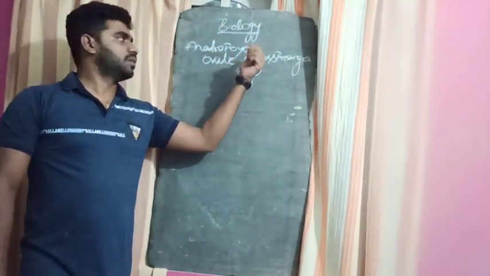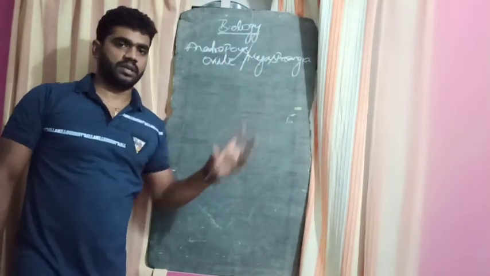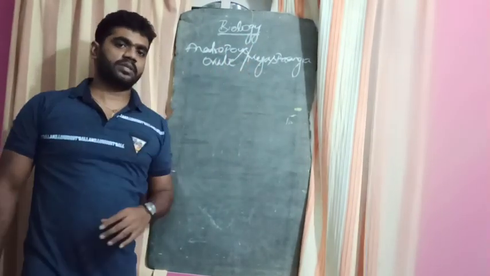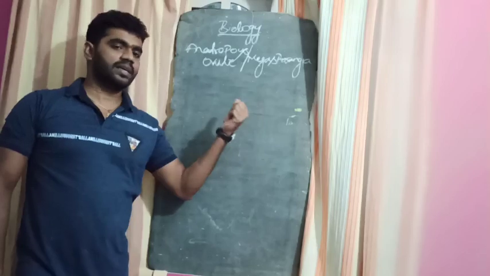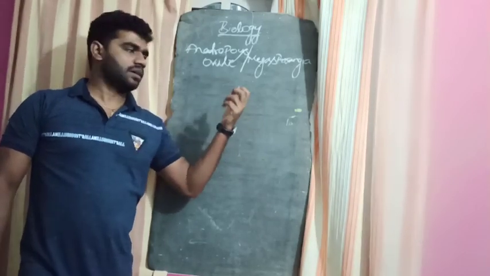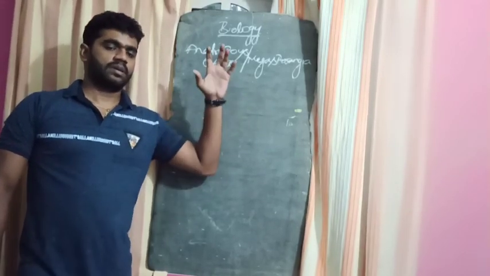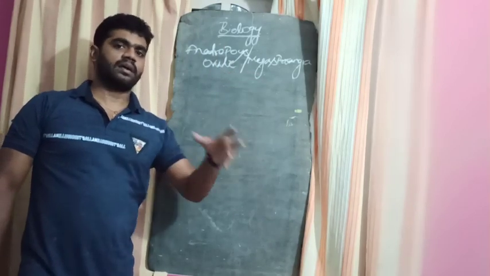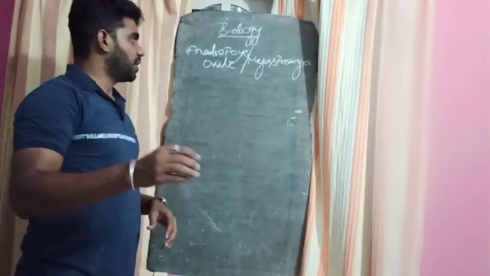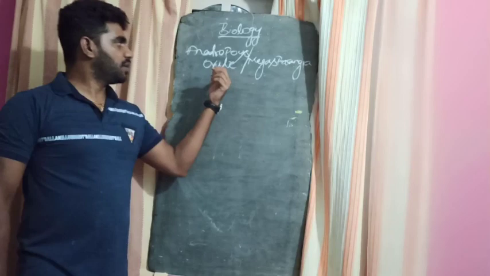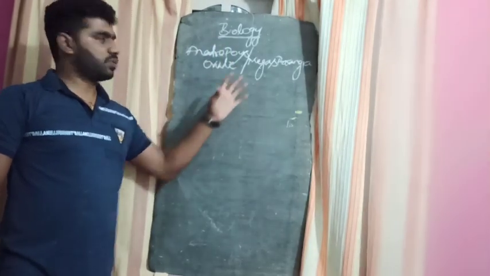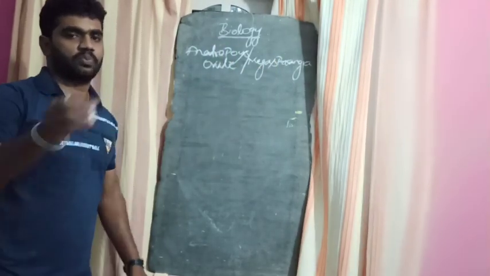Today we are going to discuss Anatropous ovule or Megasporangia. This is very important from your examination part. Please understand it and practice it, because it will be asked both in theory as well as practical part. That's why it is very important. Anatropous ovule is otherwise also called Megasporangia.